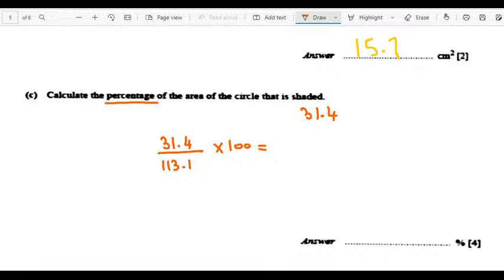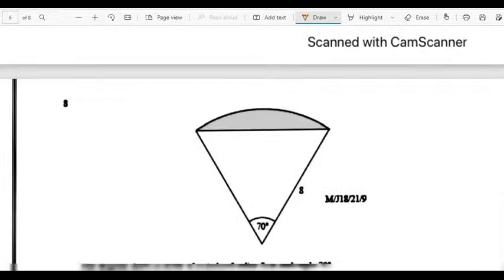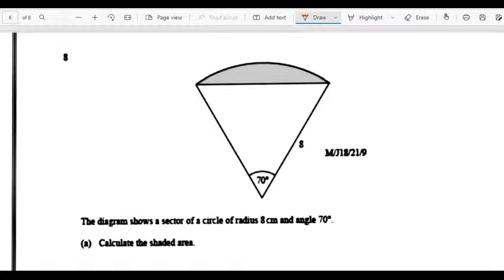Okay. So that would give me 31.4 multiplied by 100 and then divide by this. And that is 27.7%. Very good. 27.7%. Excellent. Okay. Very good, both of you. Let's talk about the next part. Okay. Now this is easy.